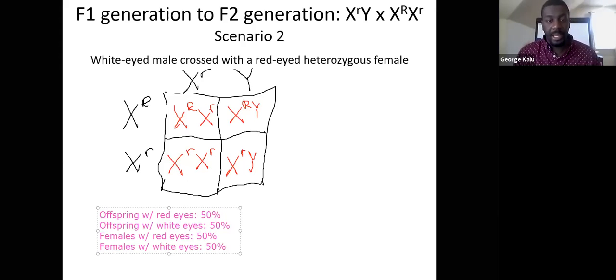Now, if we're looking at the males, looking at males with red eyes, what's the chance we're going to end up with a male with red eyes? Right, 50%, because again, you're looking at just these two male boxes. 1 out of these 2 counts for 50%. So you have a 50% chance of having red eyes if you're a male offspring. And then what about males with white eyes?